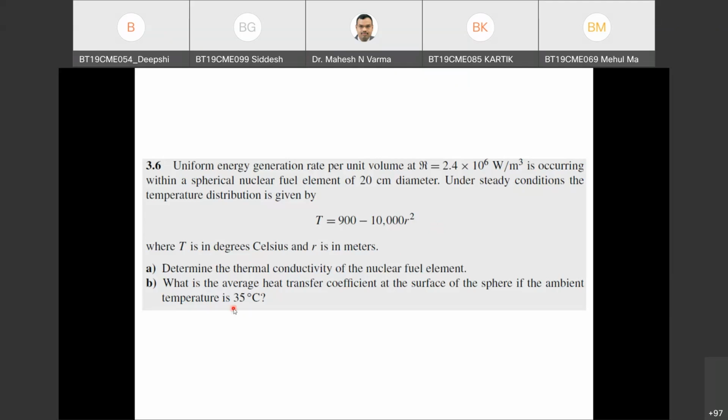And now you got the rate of heat transfer at the surface, and that will be equal to h into Tw minus T infinity. T infinity is given, so you can calculate the surface temperature. Temperature at r equals 0.2. What is the surface temperature?